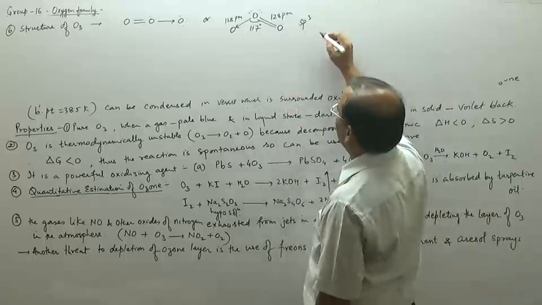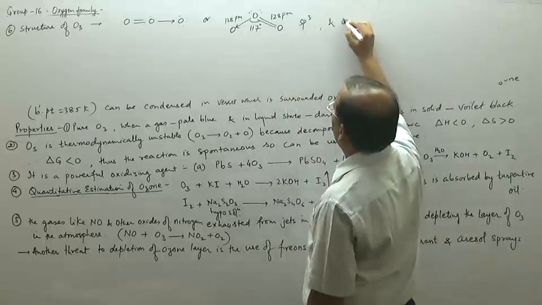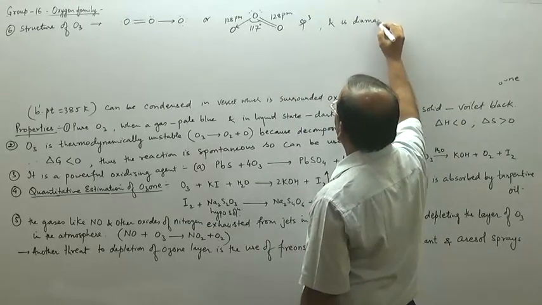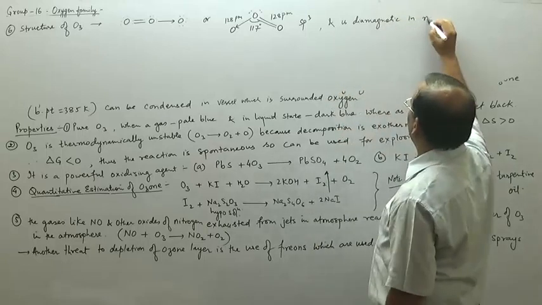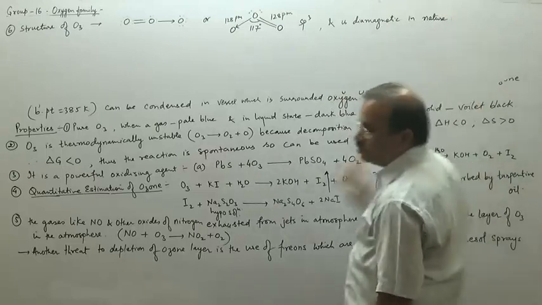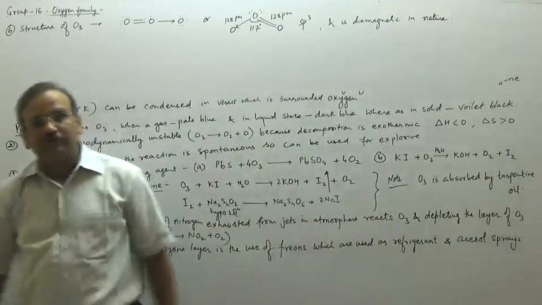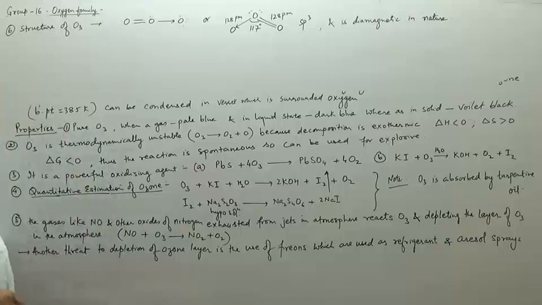The hybridization is sp2, and ozone is diamagnetic in nature because of an even number of electrons. So that is the structure of ozone.